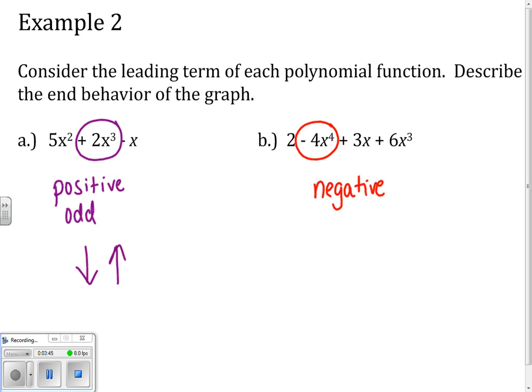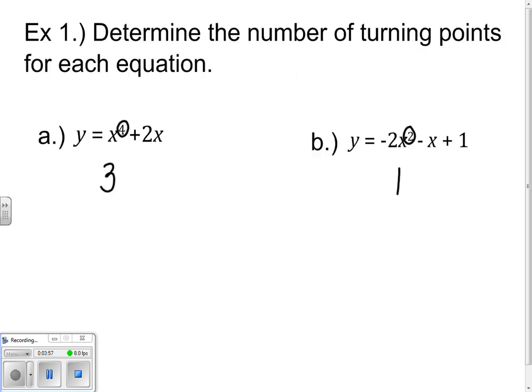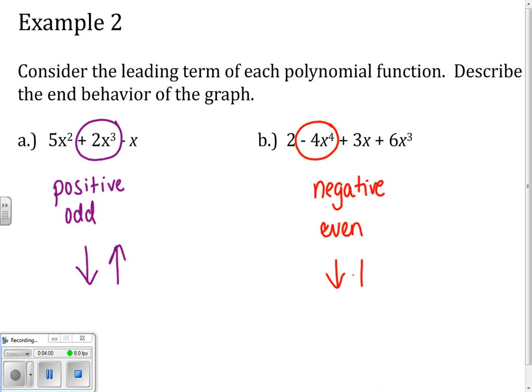And the 4 in the air, not the 4 out front, the 4 in the air of that term says it's even. And again, I will come back to this slide in a second. I'm looking for negative and even. Negative and even is right here, so the end behavior is down and down. All you need to write are 2 arrows that are down. So on the left side, this graph would point down, and on the right side, it would point down.